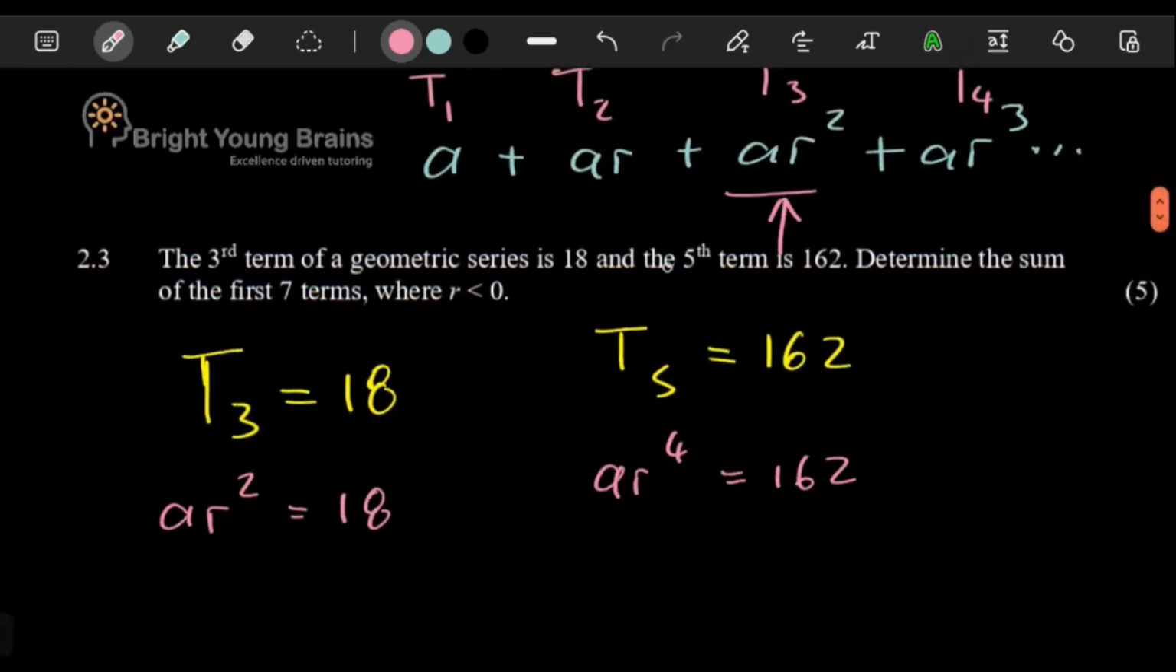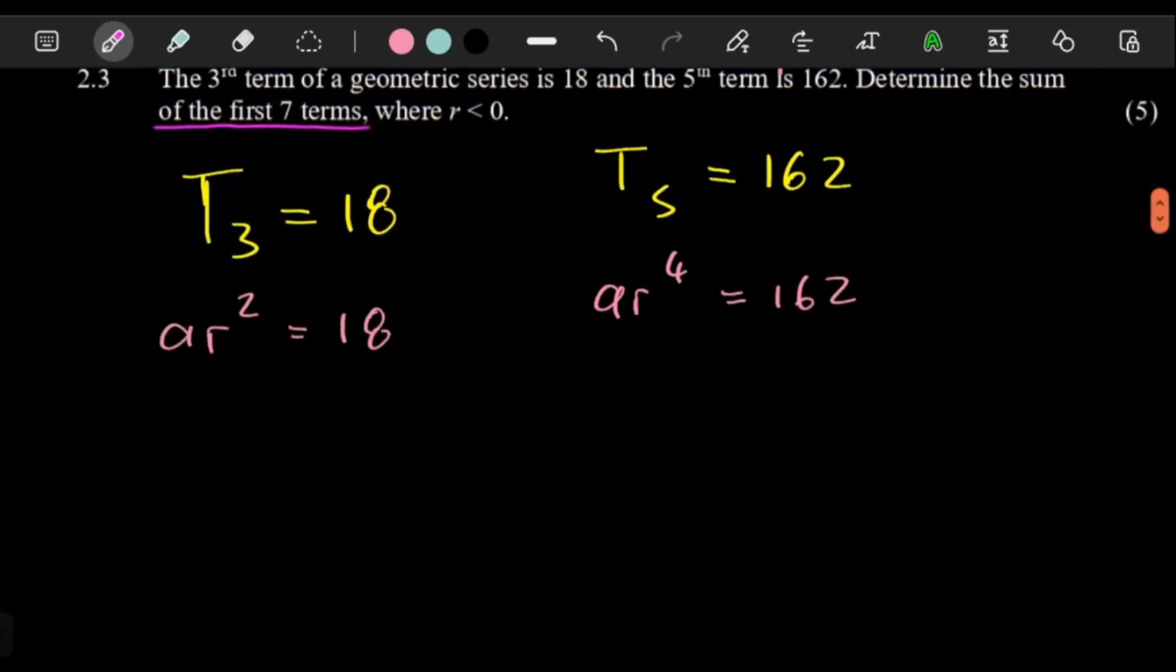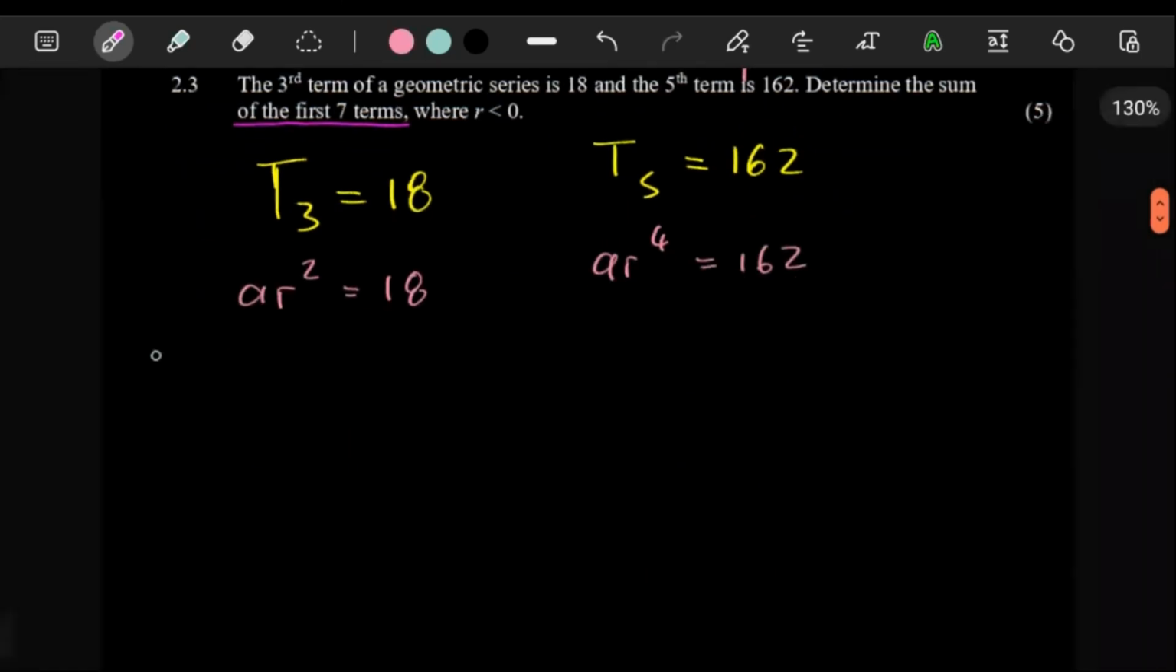So this one statement has given you these 2 pieces of information. It's clearly 2 equations where those 2 equations have A and R as your only variables. So if you read some more, they want you to determine the sum of the first 7 terms. Clearly you would then ask yourself, so they're asking for S7, where R is smaller than 0.